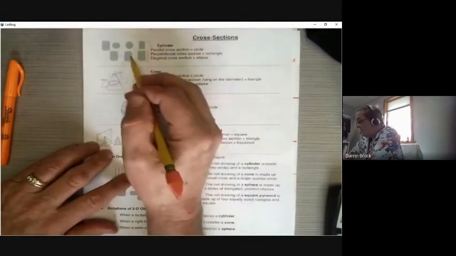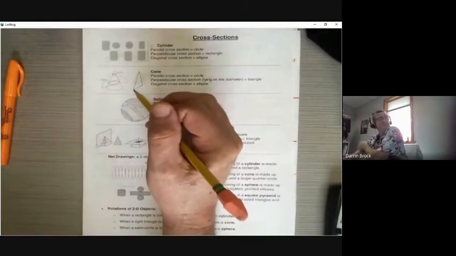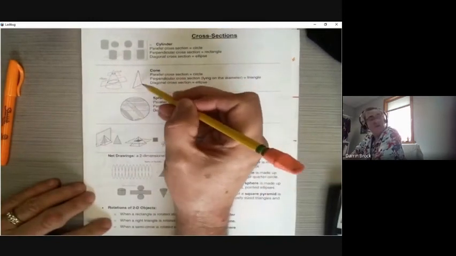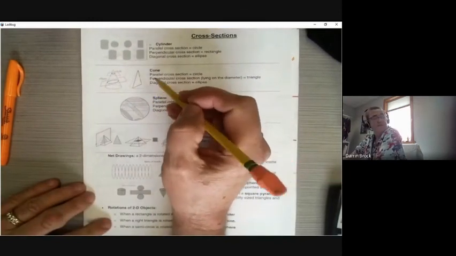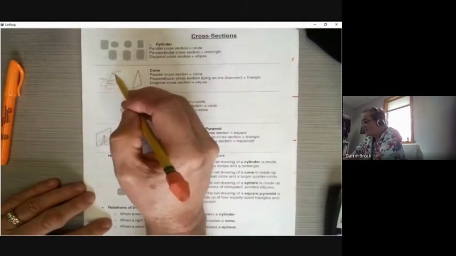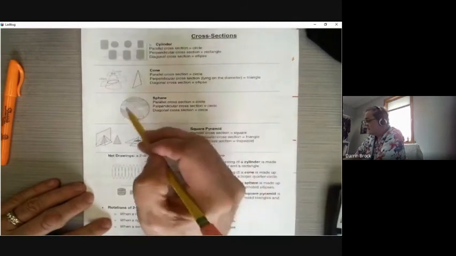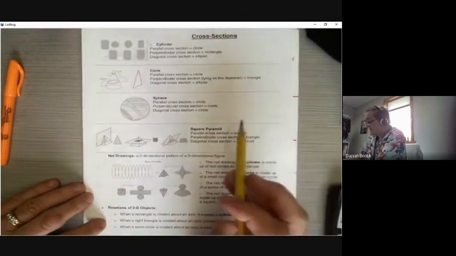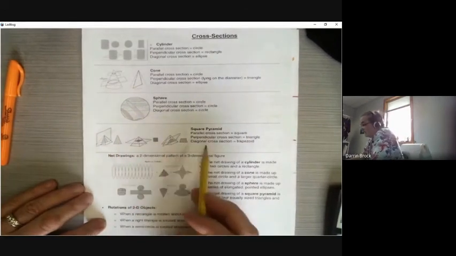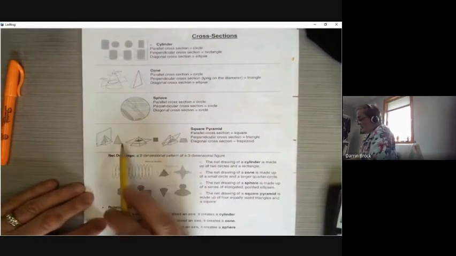So a little easier to see on this. I found a better picture for the cone than I did the cylinder. You can see the triangle real nicely with the perpendicular cross section. And we have the ellipse and the circle. The sphere, remember, it doesn't matter which way we slice the sphere, we get a circle out of that. The square pyramid, there's the triangle shape, the square shape, the trapezoid, depending on how we slice that up.